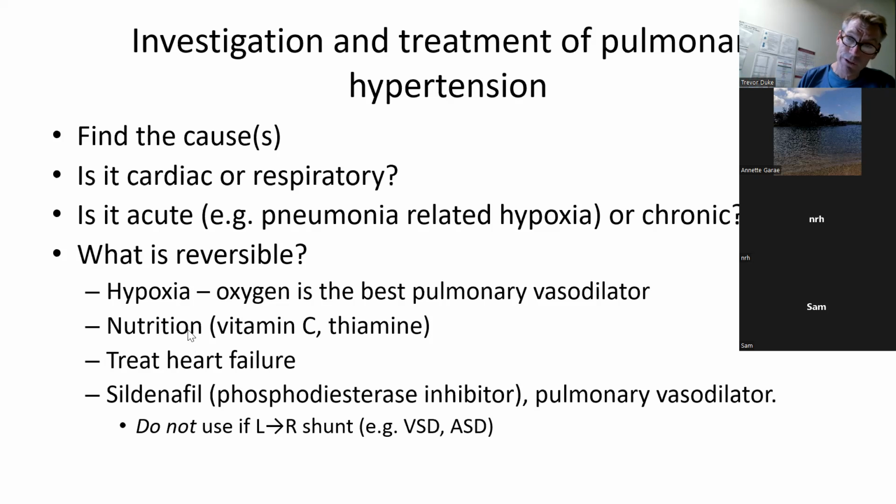treating pneumonia, giving nutritional supplements like vitamin C or thiamine, treating the heart failure with diuretics, with sometimes captopril, and sildenafil. Think about the use of sildenafil. Now, sometimes sildenafil will be useful, and sometimes it won't be. If you've got fixed pulmonary hypertension, then sildenafil won't always be useful. If you've got a large left to right shunt, it won't be useful, and sometimes it'll be harmful.